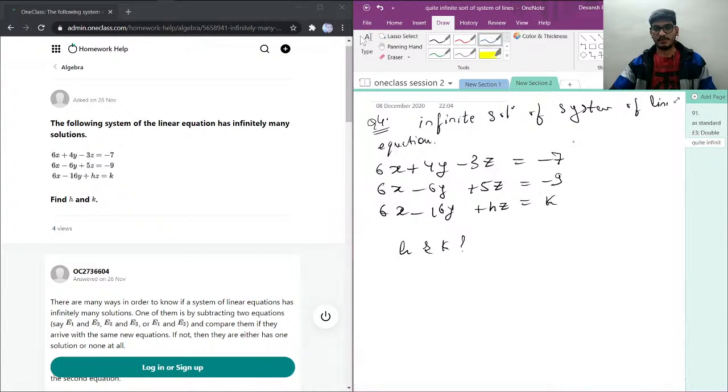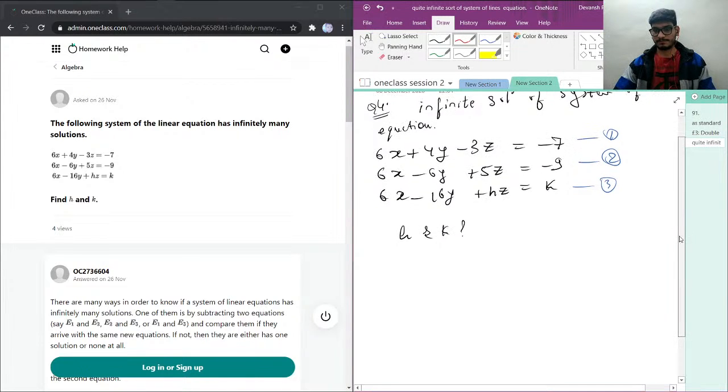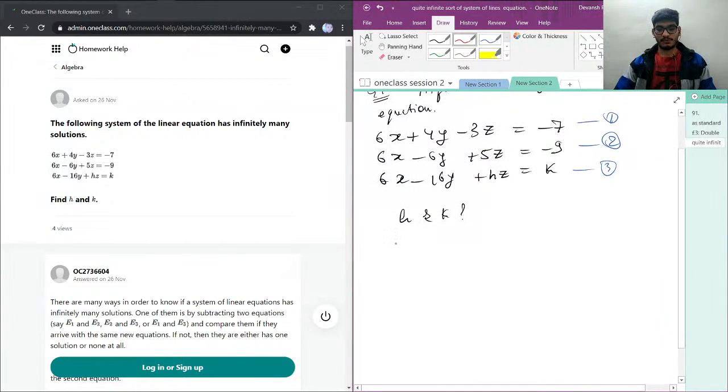So let me first write, let's say this is equation 1, this is 2, and this is 3. So for a system of linear equations to have infinite solutions, these basically lie on the same line. So all these three equations are going to lie basically on the same line to have infinite solutions.